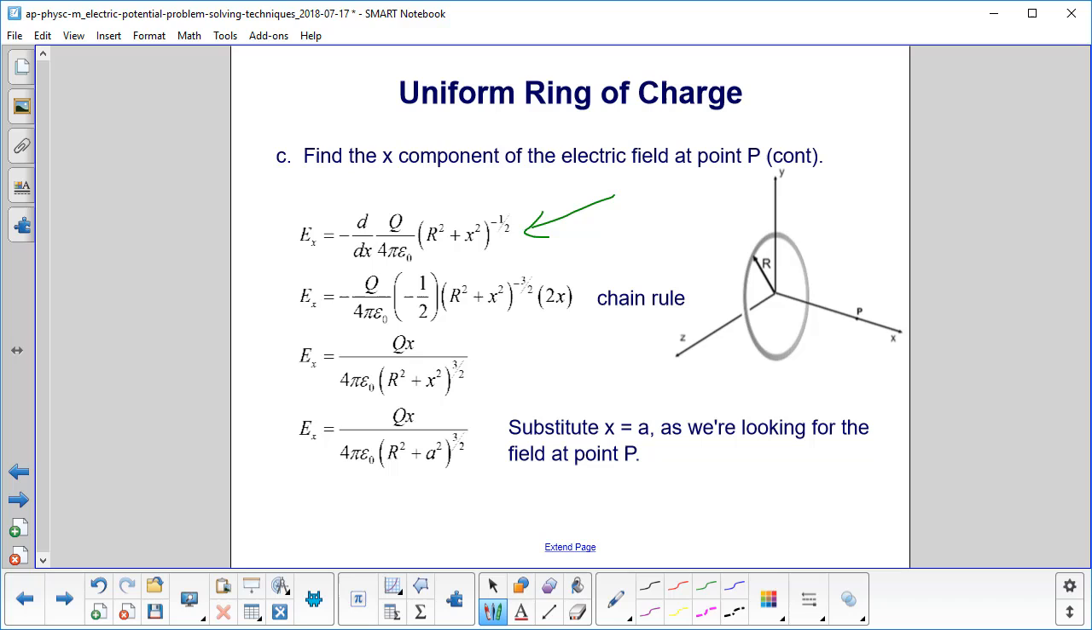This is from the previous slide. Then we will use the chain rule to take the derivative. The negative 1/2 comes out in front, times the value inside the parentheses, and you subtract 1 from negative 1/2 and get negative 3/2. Then take the derivative inside, you get 2x. Simplify, and here it is in terms of any x, but we're looking for the value at point P, so we substitute a back in, and we get the electric field is qa divided by 4 pi epsilon 0, r squared plus a squared to the 3/2.